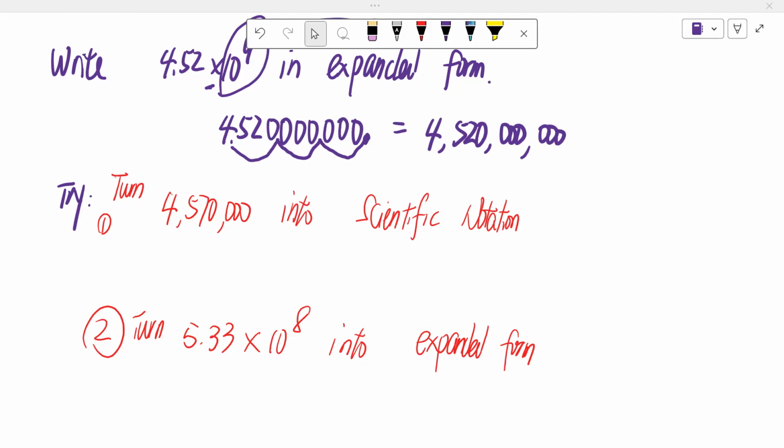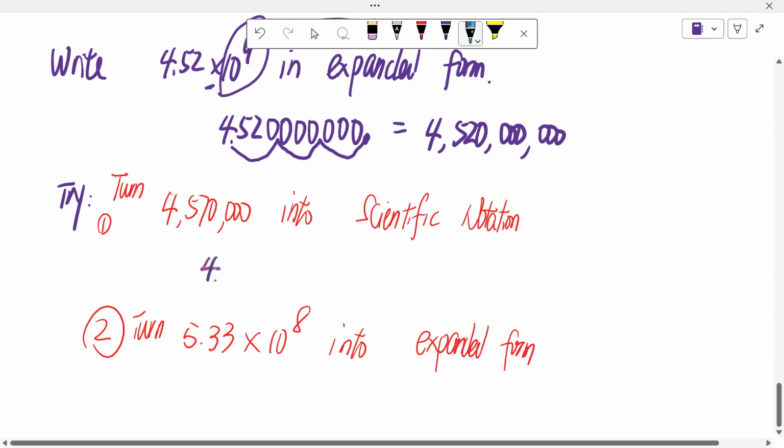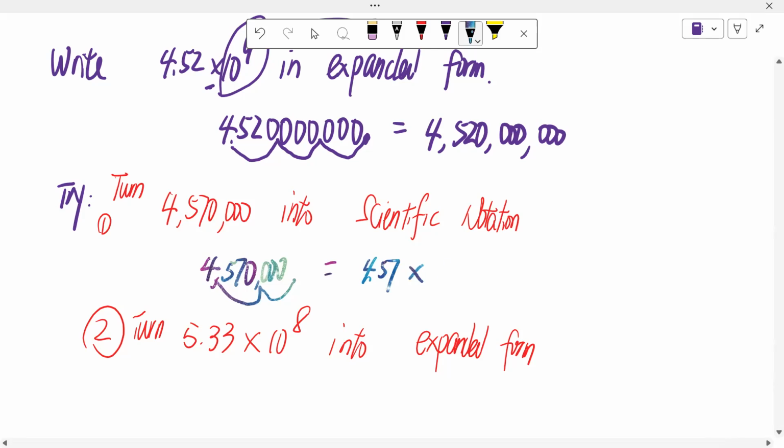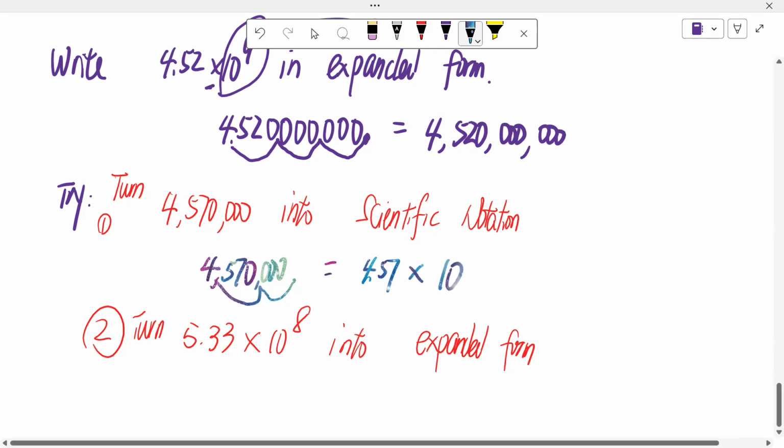And let's go over the solution. First of all, we're going to turn this into scientific notation. So we write this down and put back the decimal point. We move the decimal to the left 3 units first, and another 3 units. Then we end up with the number 4.57, and that's what we want, a number between 1 and 10. Since we moved the decimal to the left 6 units, it will be times 10 to the 6th power.